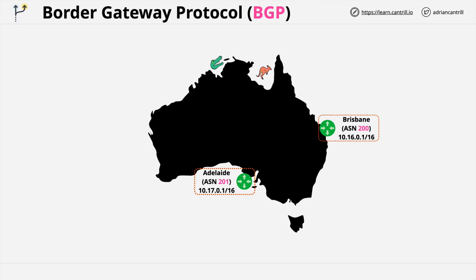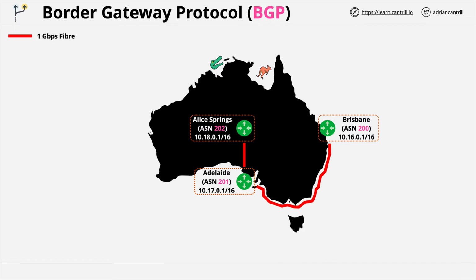And then finally, between the two, in the middle of Australia, we have Alice Springs using the network 10.18.0.0/16. The router uses 10.18.0.1, and the autonomous system number is 202. Now, between Adelaide and Alice Springs is a 1 gigabit fibre link. And then connecting Brisbane and Alice Springs is a 5 megabit satellite connection with an unlimited data cap.